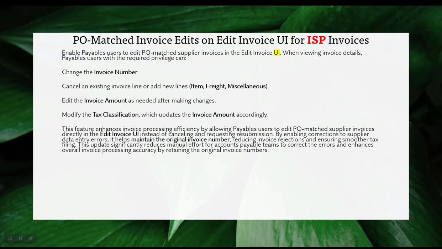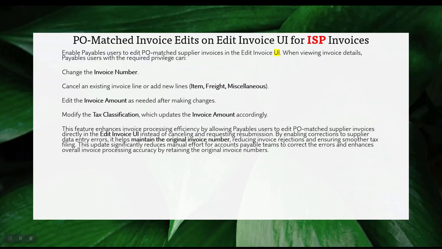These features enhance invoice processing. As you know, once the supplier creates the invoice through iSupplier and you receive it as a payables supervisor or payables user, you may still have some updates. You can do it: change the invoice number, add new lines, cancel the existing line, edit the invoice amount, modify tax classifications, which will update the invoice amount.